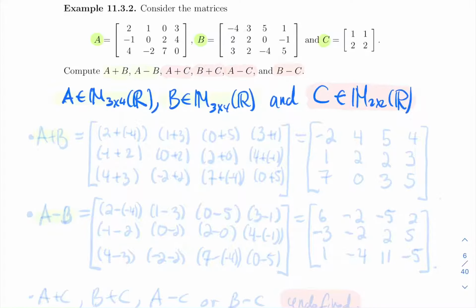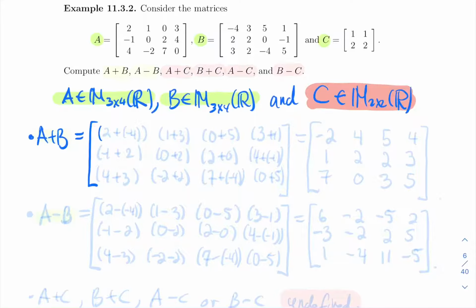If you want to compute A plus B, it will be defined because these two matrices, A and B, have the same size. Meanwhile, matrix C has a different size, so it won't fit if you try to add A or B to it. Because A and B have the same size, the only thing you have to do is add the entries. Normally when adding two matrices, just like adding two vectors, you can just write the result, but for the sake of completeness, I'll write down all the details.